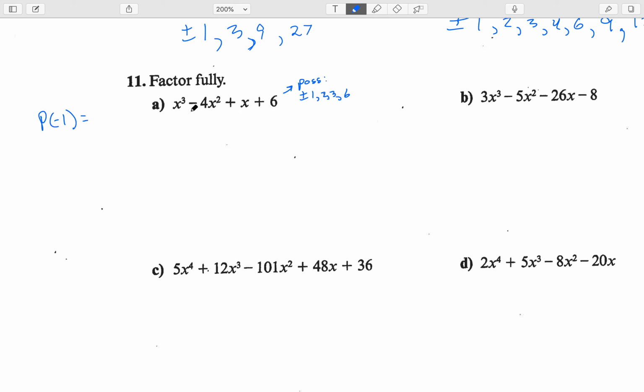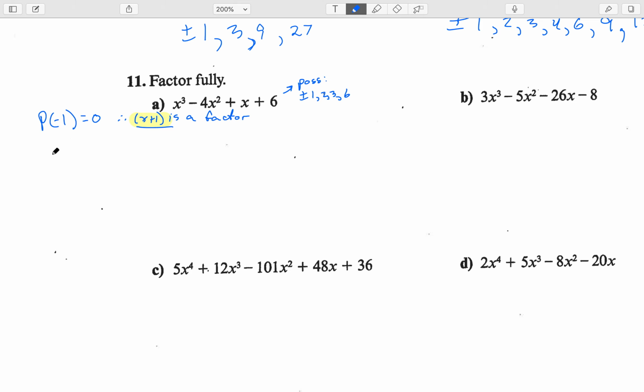What about p of negative 1? So negative 1 minus 4 minus 1 plus 6. That's negative 6. Ah, this one works. So p of negative 1 will give me 0, which means x plus 1 is a factor. That's so important that I should actually state it. It's important to know. That means I know that it divides in.